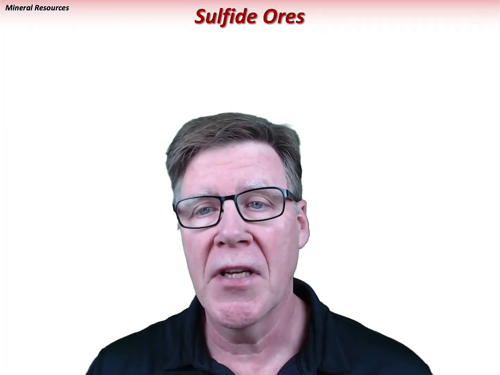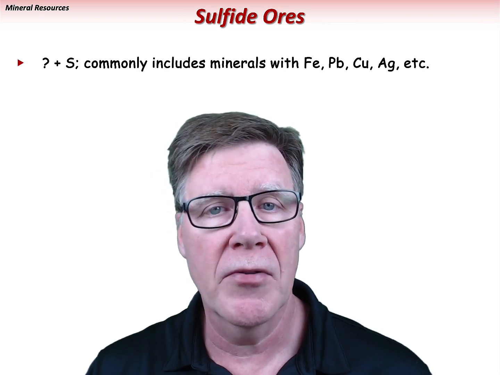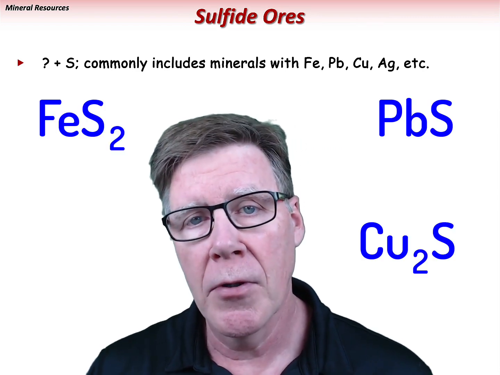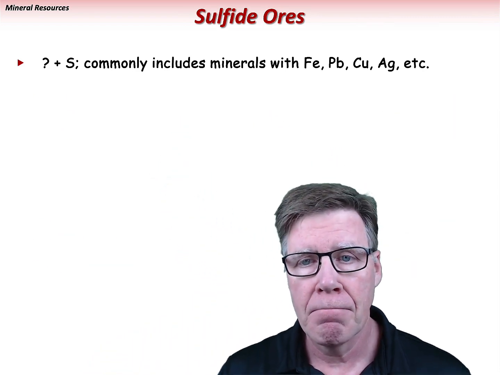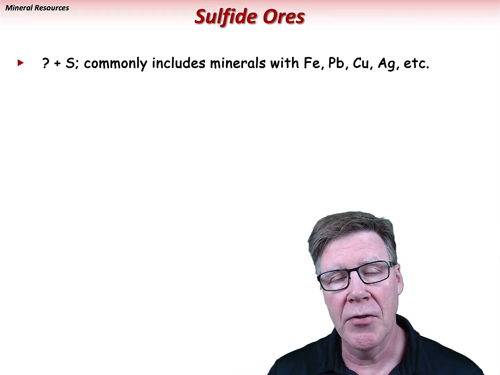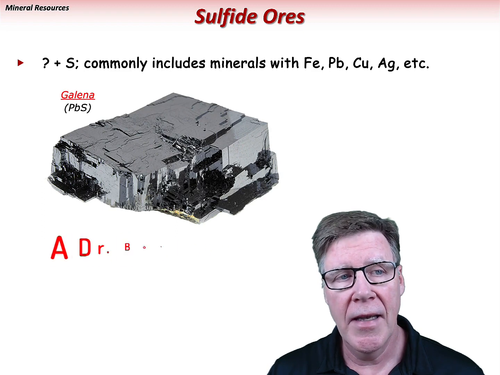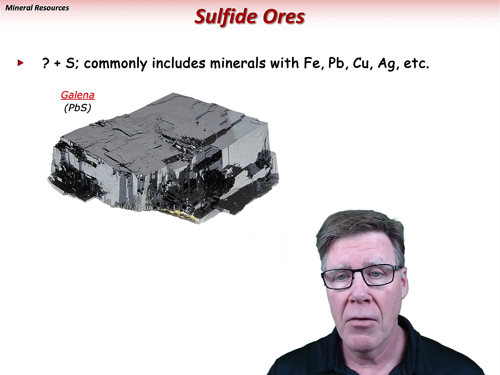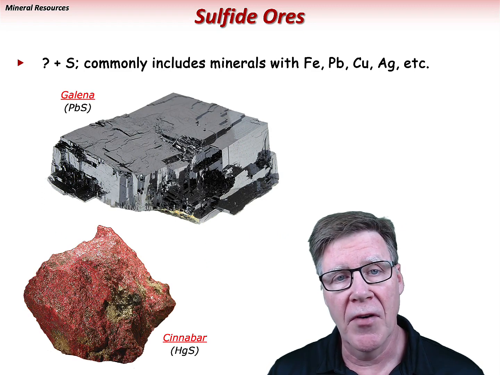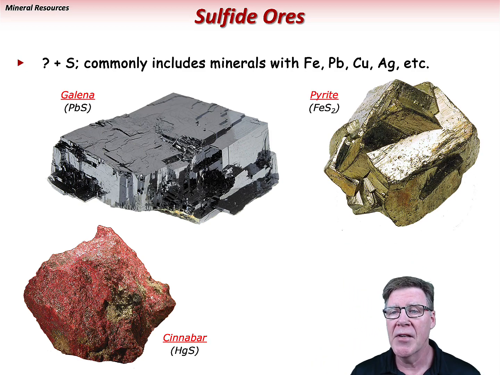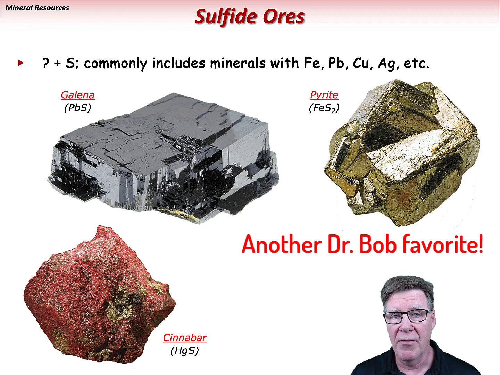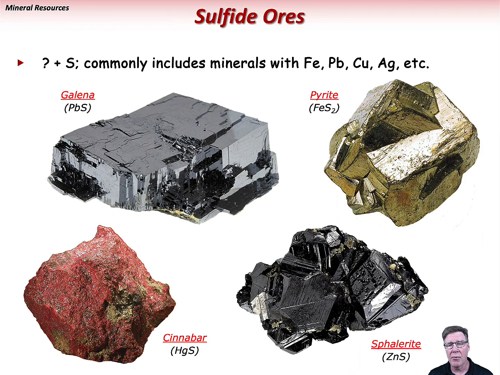Sulfide ores are those that combine sulfur with valuable metals like iron, lead, copper, silver, etc. Common sulfide ore minerals include shiny to dull gray galena, a lead sulfide, and a Dr. Bob favorite. Reddish cinnabar is a mercury sulfide. Pyrite is an iron sulfide with a shiny brassy luster, another Dr. Bob fave. And dark-colored sphalerite is a zinc sulfide.